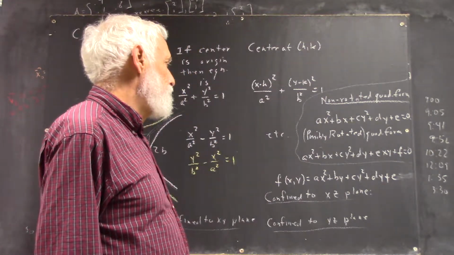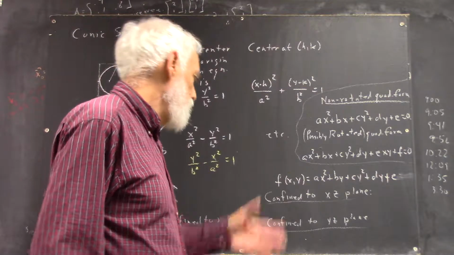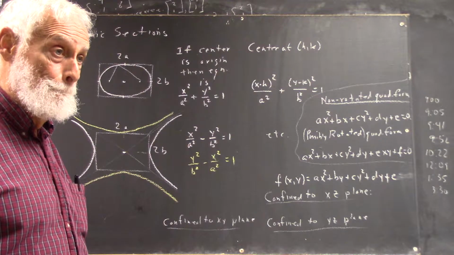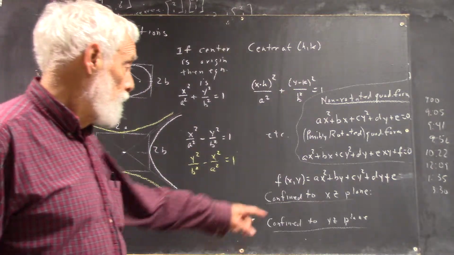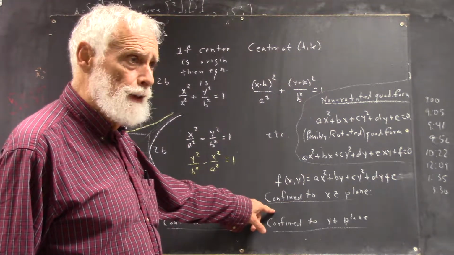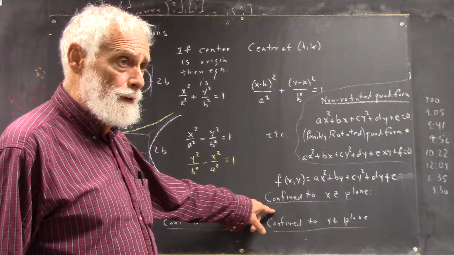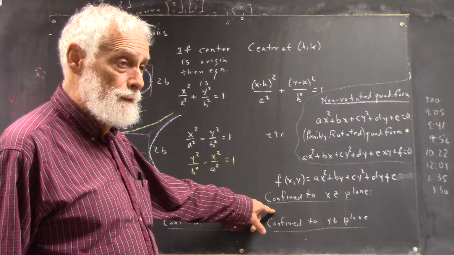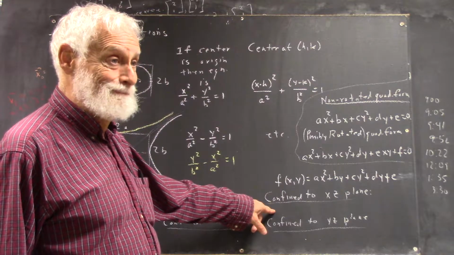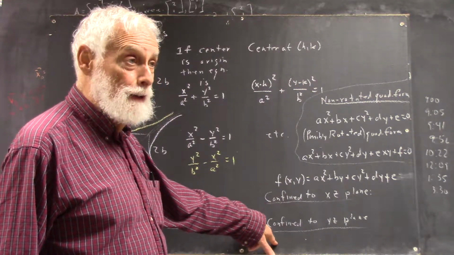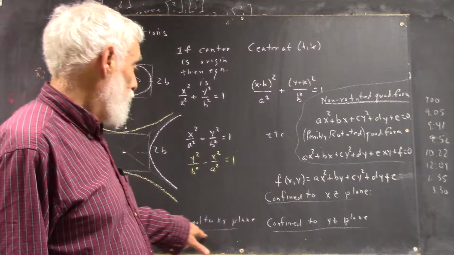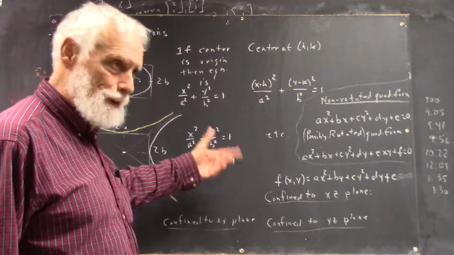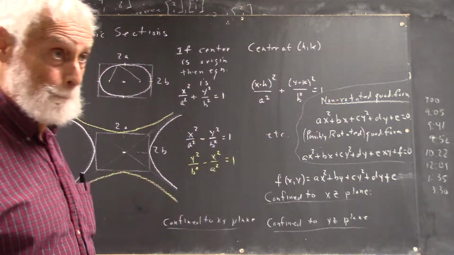Okay. Make sense? Okay, so if we confine to the xz plane, what's that tell us? We know the y is 0. Yeah, y is 0. And in the yz plane, x is 0. And in the xy plane, z is 0, right? Okay?